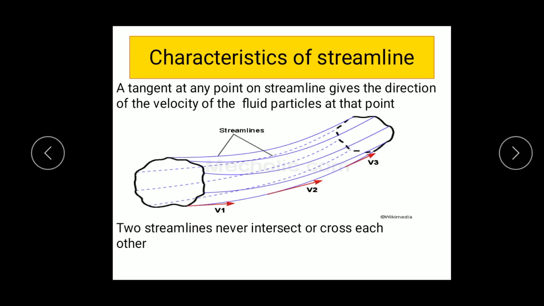The next important point is that two streamlines never intersect or cross each other. So what does it mean? If the two streamlines intersect, then what happens?